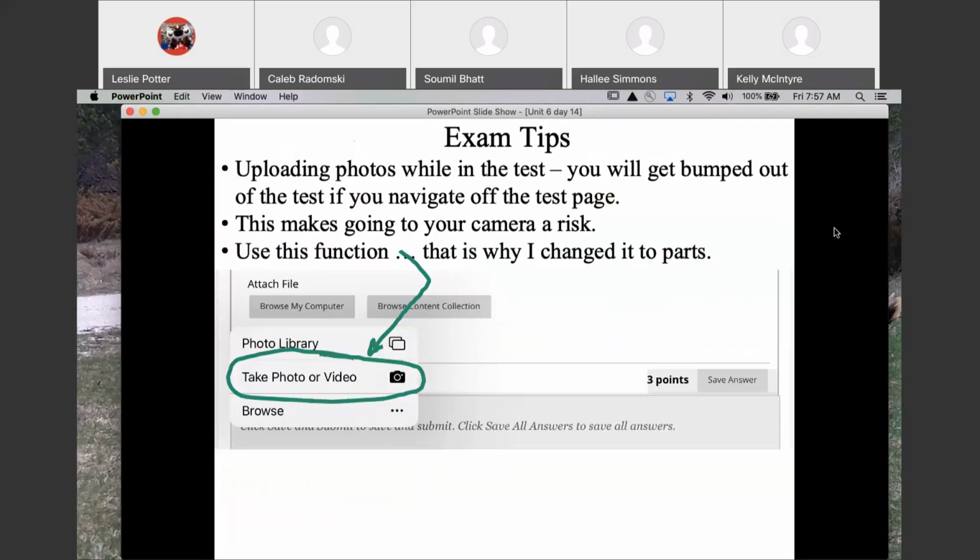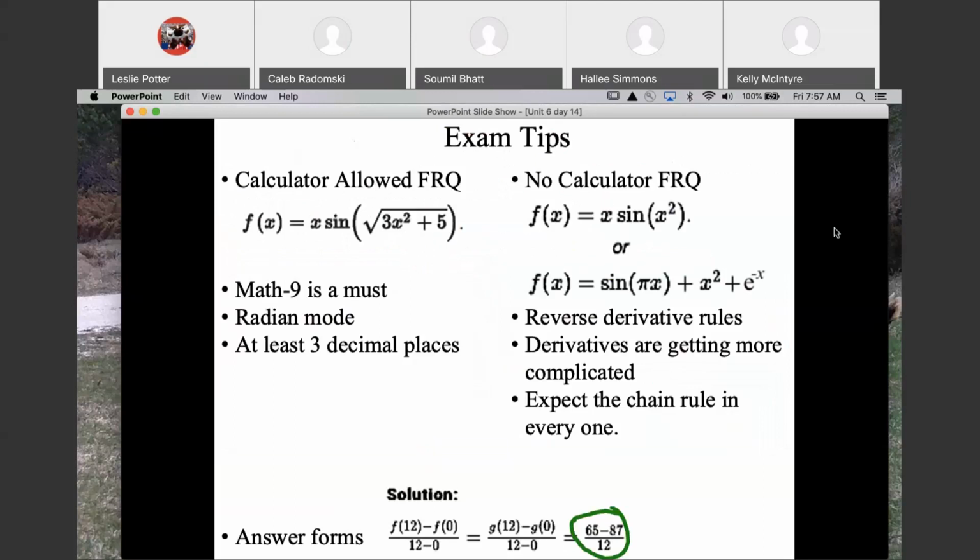So I go through these exam tips every time, but they're still important. Just remember, for taking photos of your work and uploading them, use that browse my computer in Blackboard. These still apply. These exam tips were from first semester, right? We talked about them in reference to differentiation, but now we need to talk about them in reference to integration.